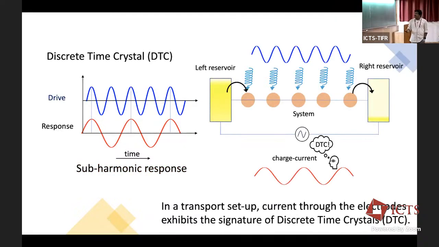And what I'm going to convey, in a simple message, is that in a transport setup, current through electrodes can show the signatures of discrete time crystals. By transport setup, what I mean is that I have a bunch of lattice sites where each site is being driven periodically with some period, and then I connect that system with two reservoirs. From the left reservoir, I inject particles, and from the right reservoir, I extract them. I complete the circuit and I see current through the circuit. And then from that current, I can directly infer that, okay, I have a DTC.